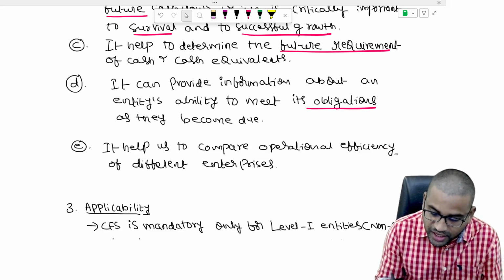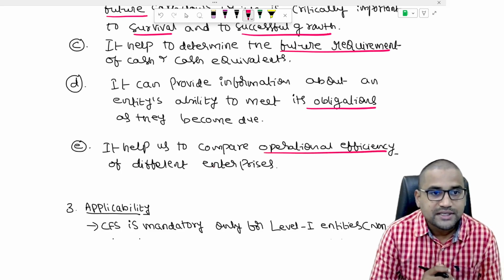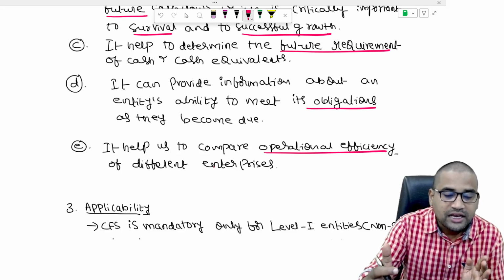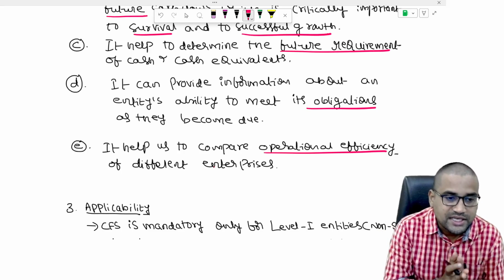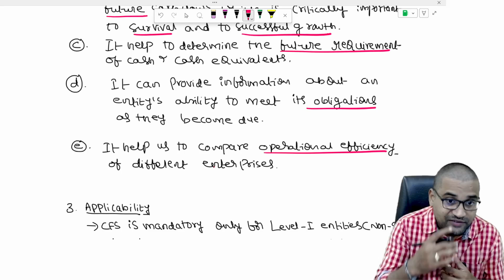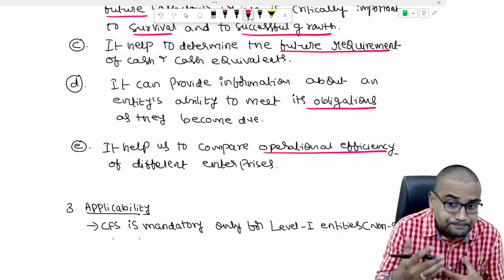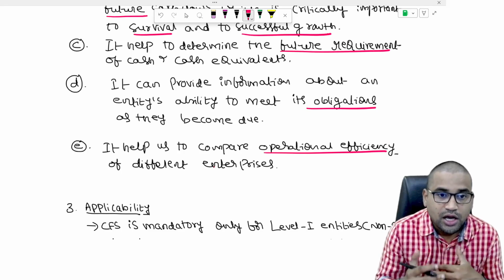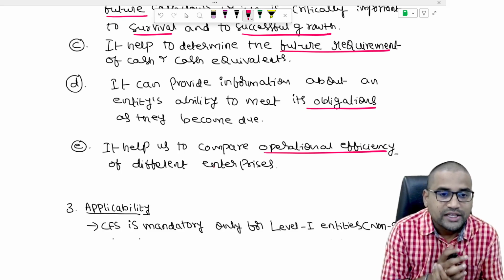And it helps to compare the operational efficiency of different enterprises. For example, Tata Motors can compare with Wipro, Wipro can compare with Infosys, Infosys with TCS. All these companies can compare with one another and compare their operational efficiency: with the same set of resources, how much cash this company is generating, how much cash that company is generating, how efficiently they are operating their business. So we can know by looking at the cash flow statement.